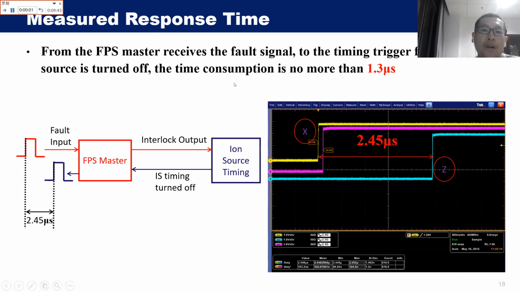And finally, I show you the response time. This is the response time measured from the mask station to the ion source trigger being turned off. The round trip is about 2.5 microseconds, so the single trip is no more than 1.3 microseconds.